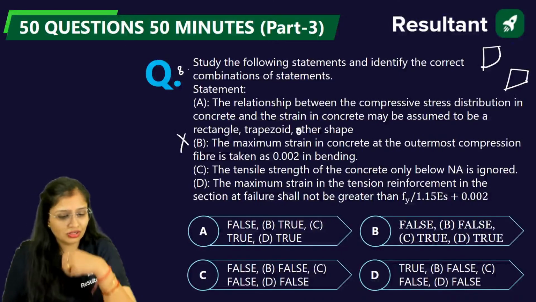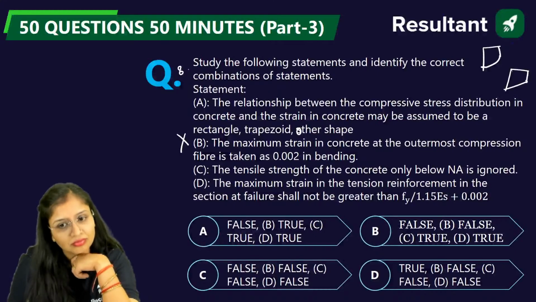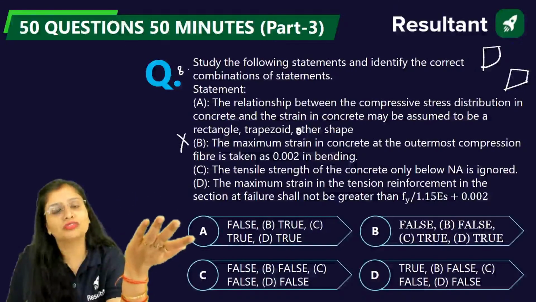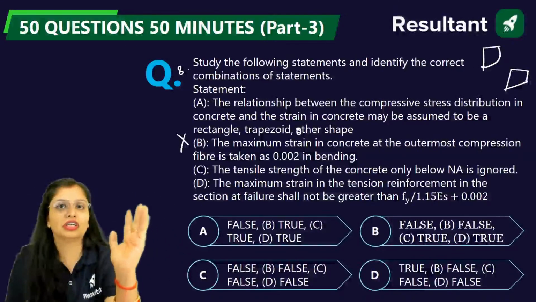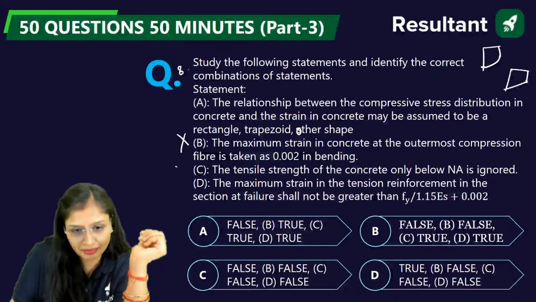The tensile strength of the concrete only below neutral axis is ignored. Is it true or false? Above also, we only consider the compressive strength of concrete. We don't consider the tensile strength of concrete.